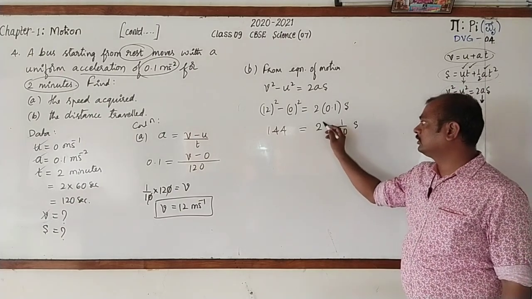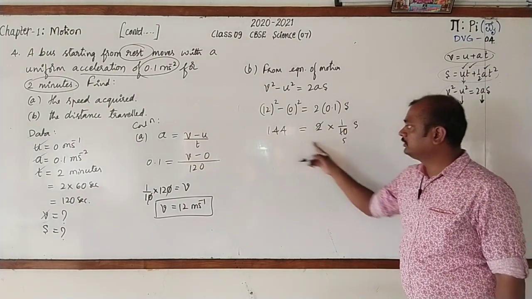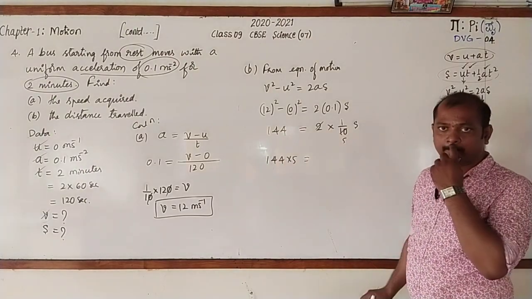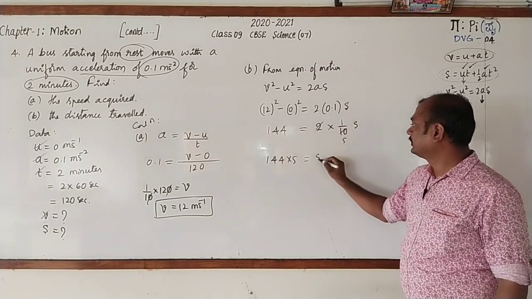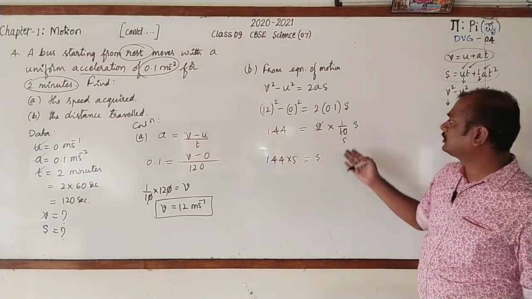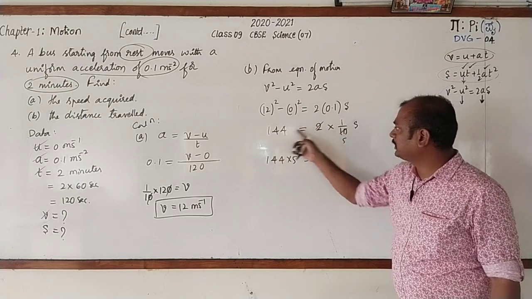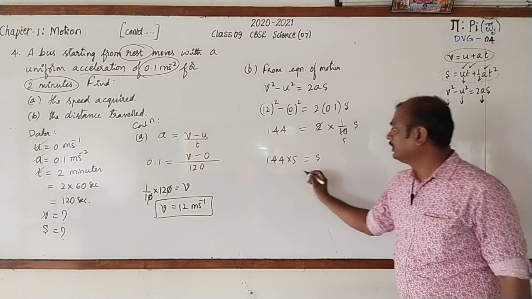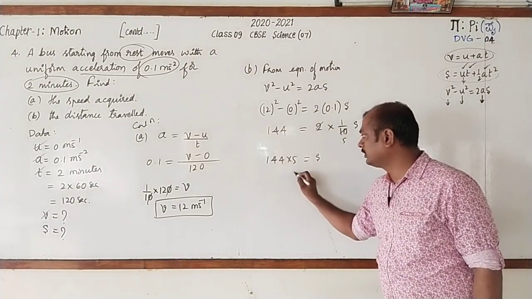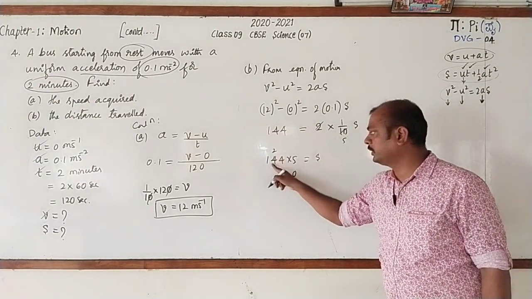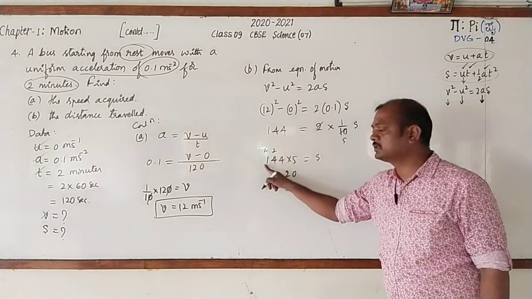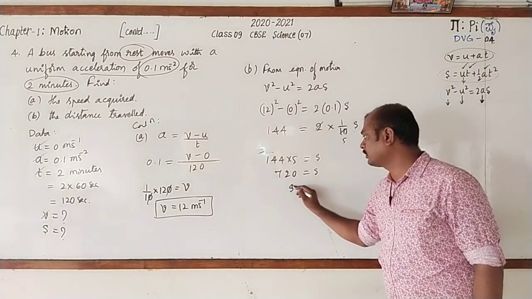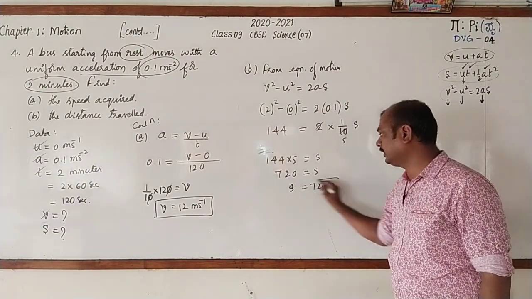You can cancel here. 2 ones are 2, 2 fives are 10. Then cross multiply. 144 into 5, which is equal to... Or else you can also do one thing. Cross multiply 144 into 10 divided by 2. Both will be same. See that? 5 4s are 20 plus 2, 22. 5 1s are 5, 5 plus 2, 7. 720. S equal to 720 meter.